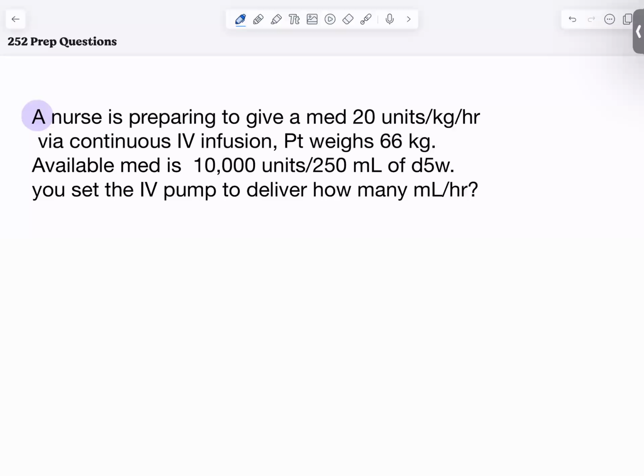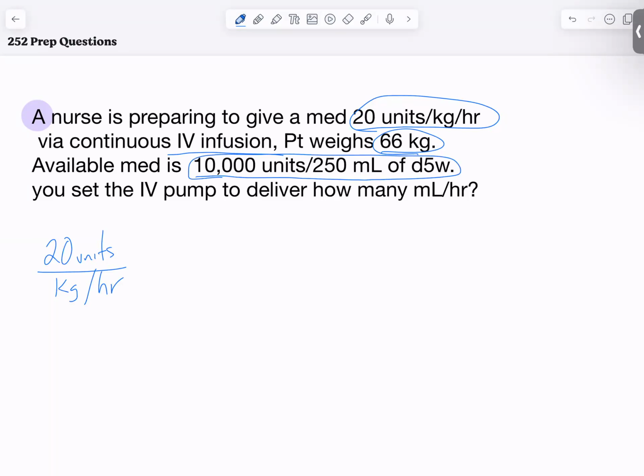All right, so we're looking for that given, and that's our doctor's order, and he's like, hey, prepare 20 units per kilogram an hour. That's a 3-factor. Let's do it. 20 units over kilogram per hour. And it's going through an IV infusion that's running continuously. The patient weighs 66 kilograms, and the med is available in 10,000 units in a 250 milliliter bag of D5W. And right away I see the word pump, but it's also asking me what my wanted is. They want to know milliliters an hour.